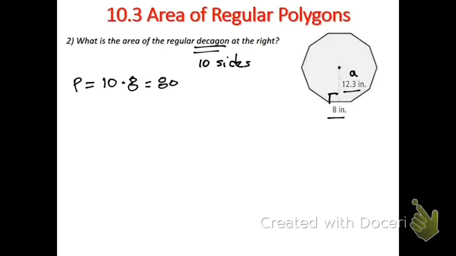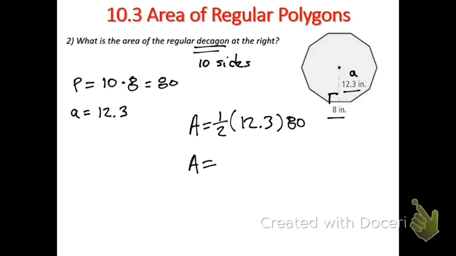The apothem was given to us, which is 12.3. So to find our area, 1/2 apothem times perimeter. So 1/2 of 12.3 times 80 gives us an area of 492 inches squared.